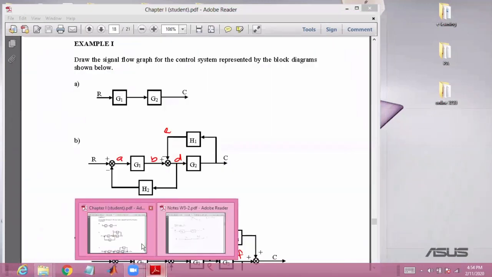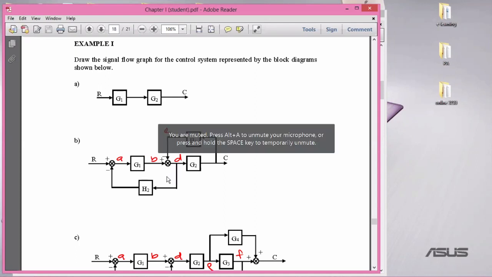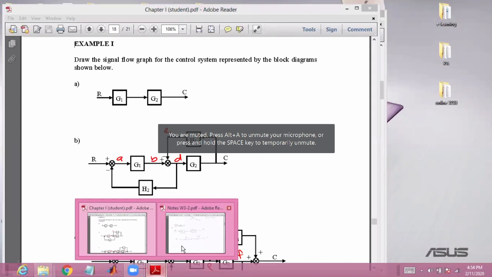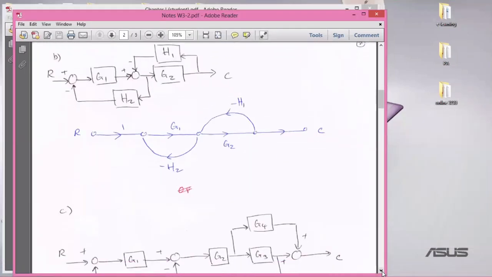Okay, so the second part, this is part B. How can we draw the signal flow graph representation of this block diagram? Okay, so what do I have here?